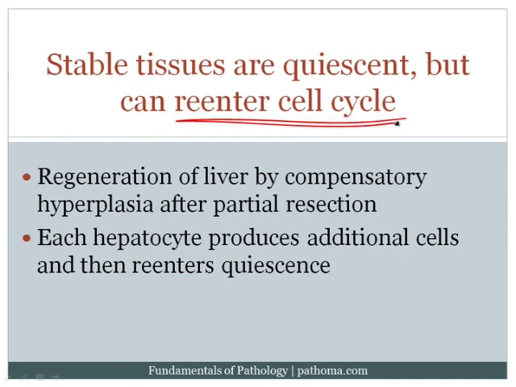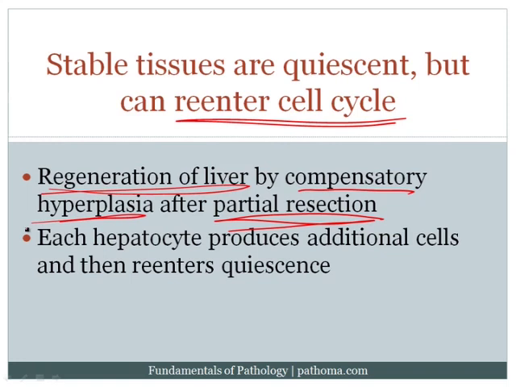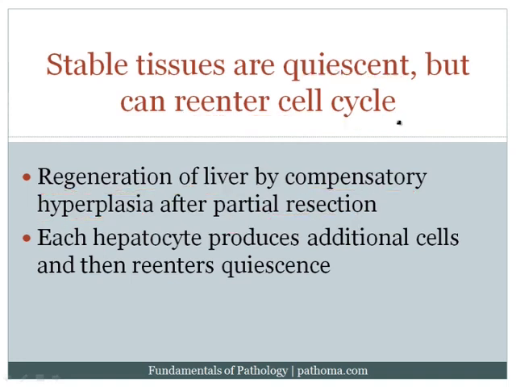And this is a second type of tissue present in the body. The classic example of this would be the liver, so that if you partially resect the liver, you can get regeneration of the liver, and that occurs by compensatory hyperplasia. So what happens is when there's partial resection of the liver, each of the hepatocytes has the ability to come out of quiescence and re-enter cell cycle. And when it re-enters a cell cycle, it can divide and allow for regeneration of the liver. And so this is a very high yield example of a stable tissue, which is the liver.